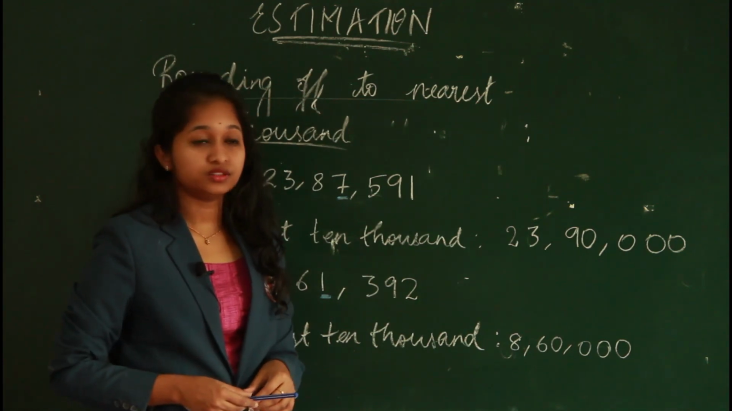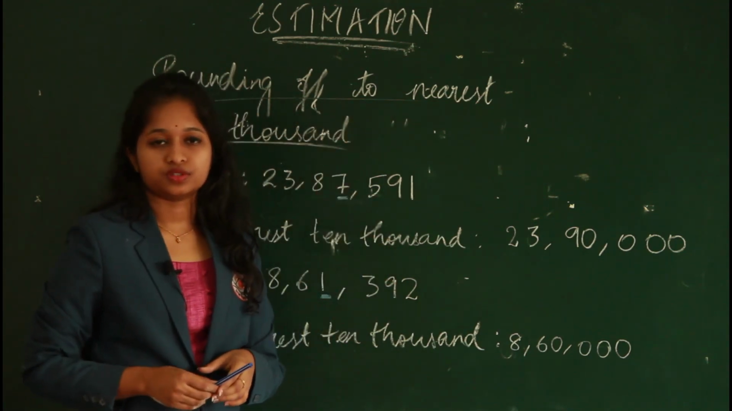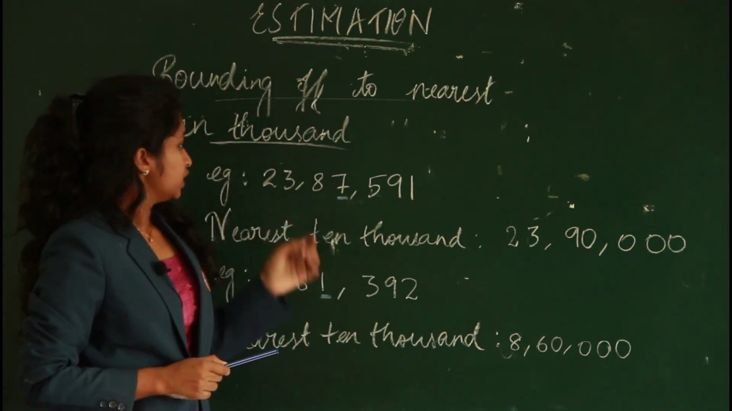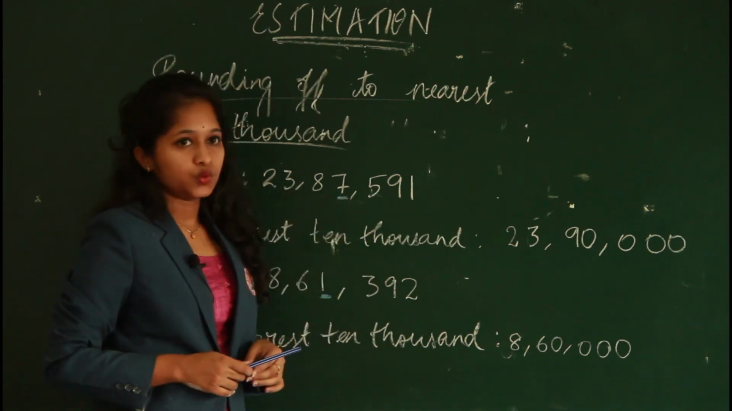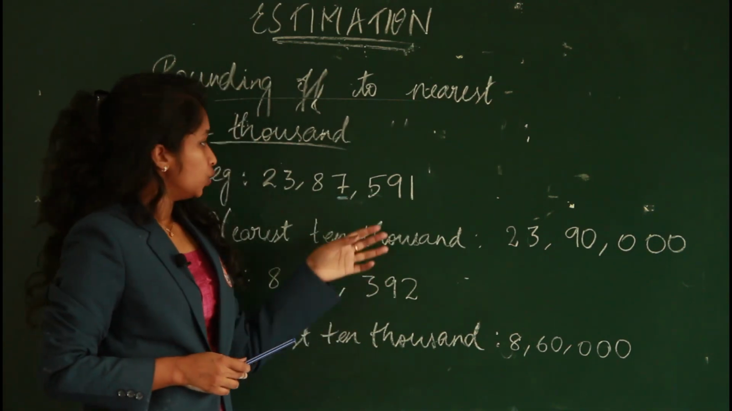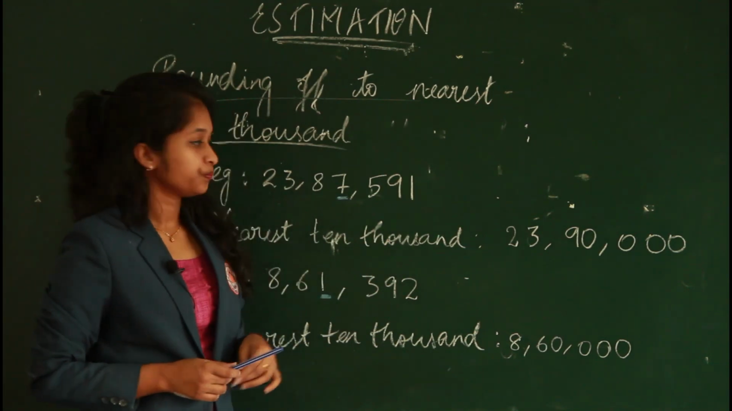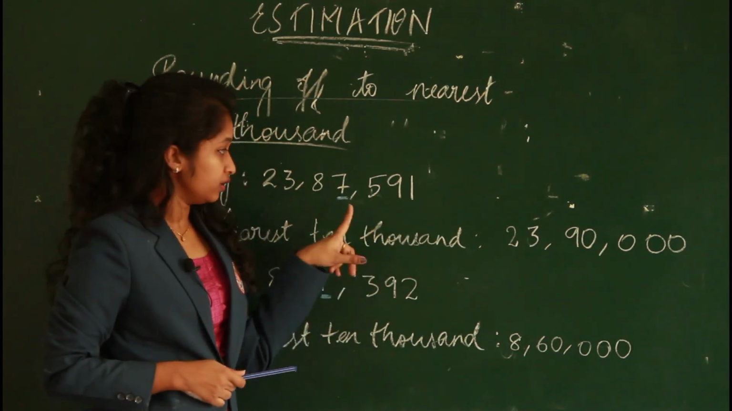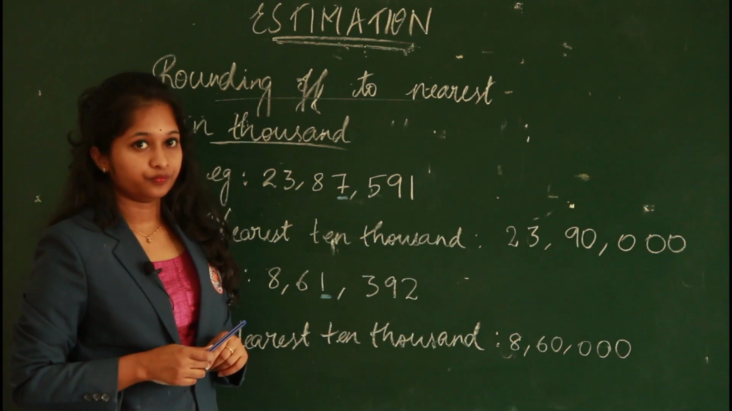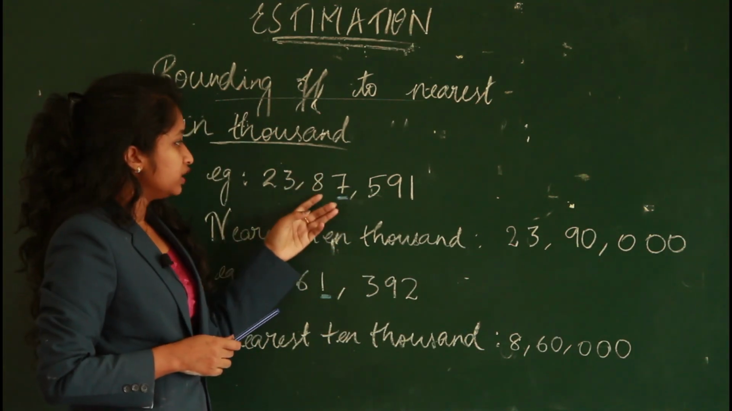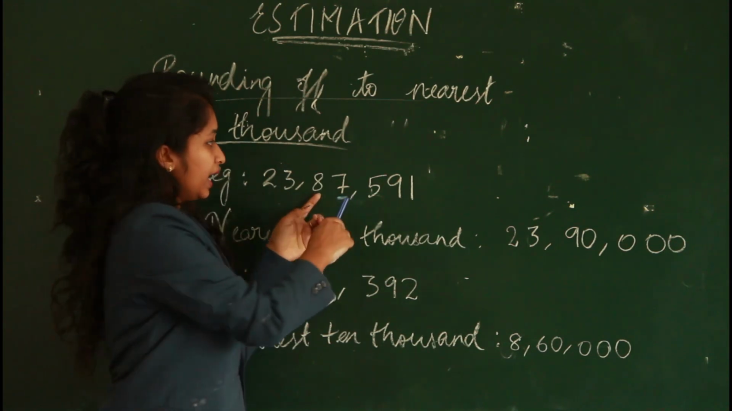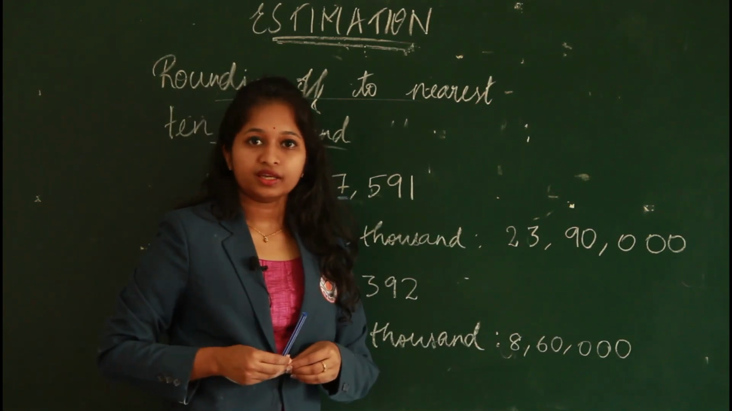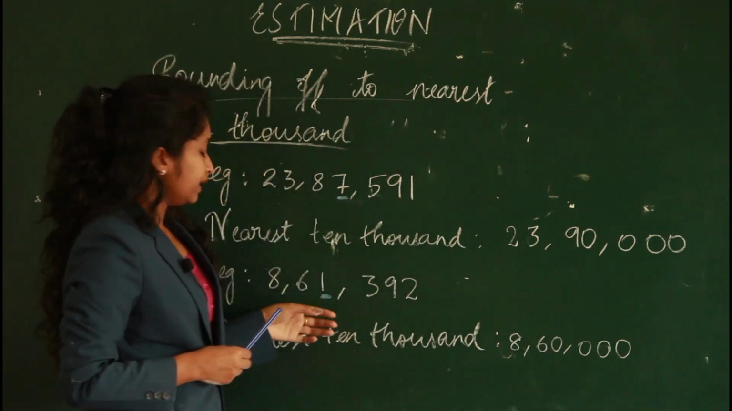So children, let's learn rounding off to nearest 10,000. I have two examples here. First example, 23,87,591. What is the nearest 10,000 to it? Look at the thousands digit. Here thousands digit is 7. It is greater than 5. Yes? So we have to increase 1 for the 10,000 digit and rest all will be 0. So we get 23,90,000.